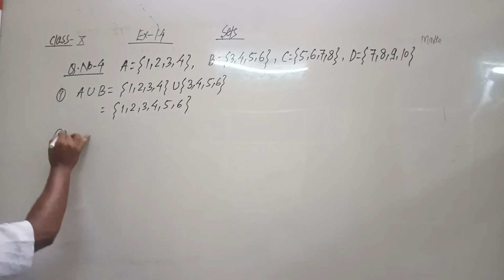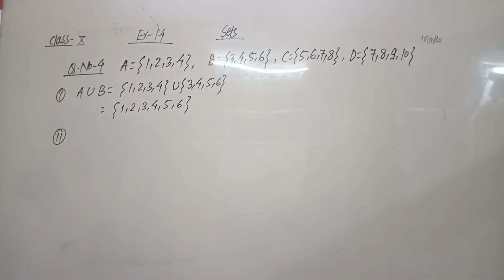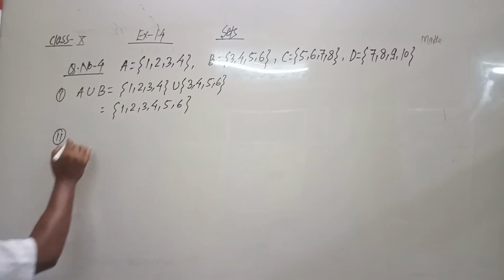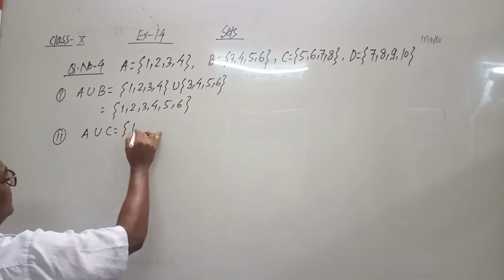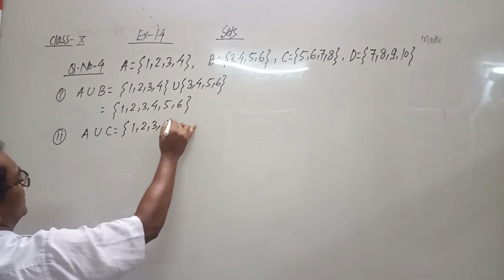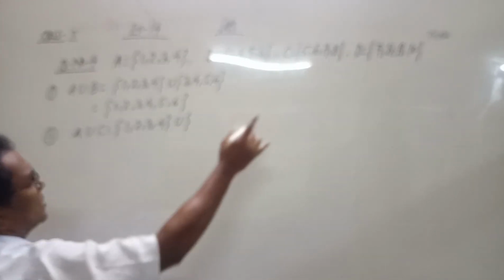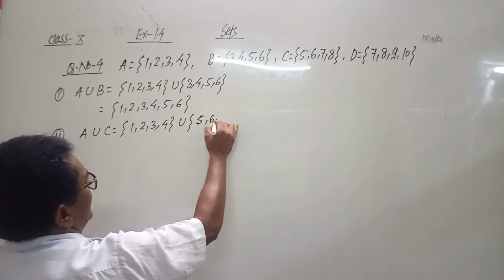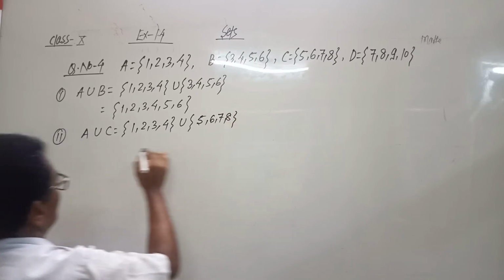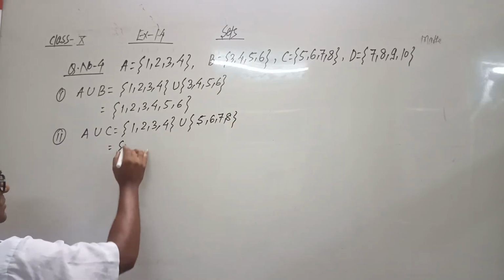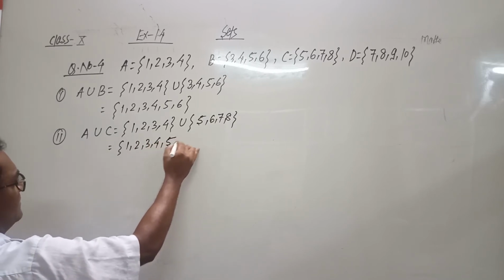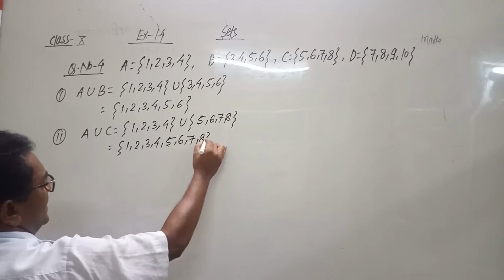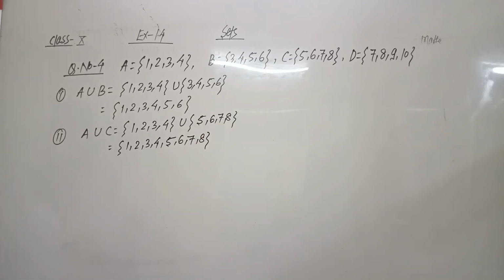The second part, we have to find A union C. Write the elements of A {1, 2, 3, 4}, union the elements of set C {5, 6, 7, 8}. Then combine both the sets. So we get {1, 2, 3, 4, 5, 6, 7, 8}. This is the result.